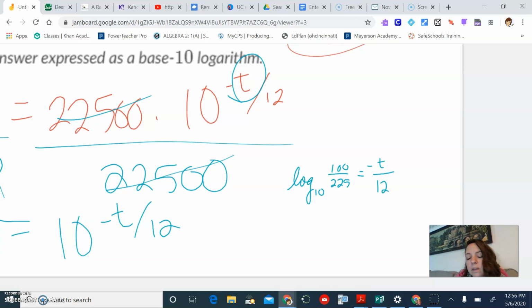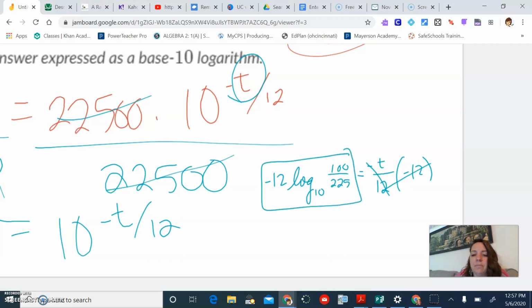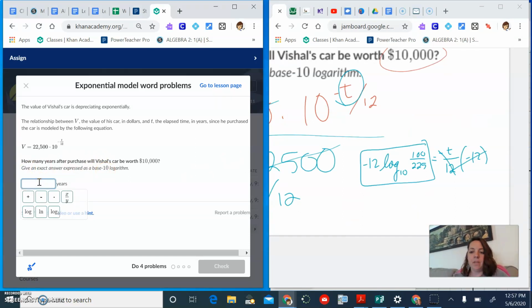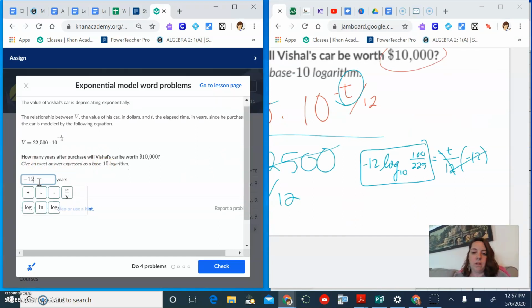Okay, so now it looks like we're dividing t by negative 12. So to get rid of that, we're going to multiply both sides by negative 12. So this is the exact answer. t equals all that. But I bet on this answer, they wanted, oh, give an exact answer. Hey, so that's what they want. So negative 12 log. Now, since this is base 10, I don't have to write base 10. That's the common one. I can leave it blank.